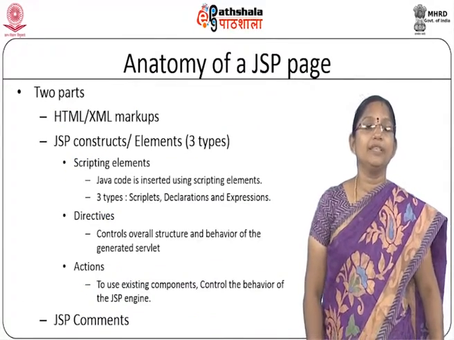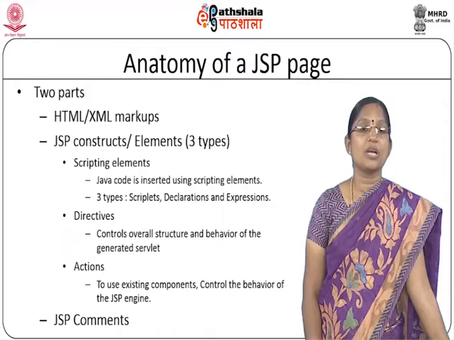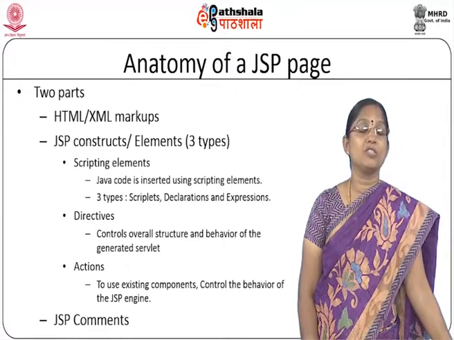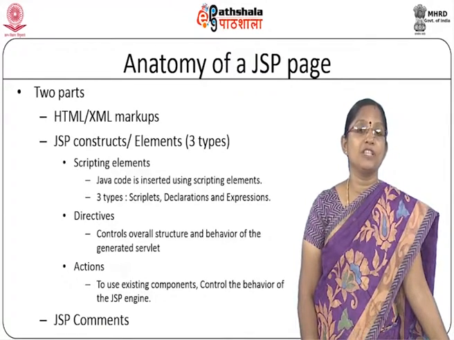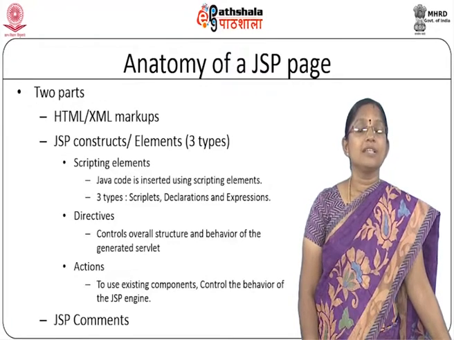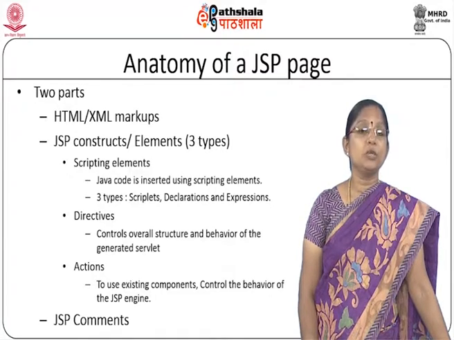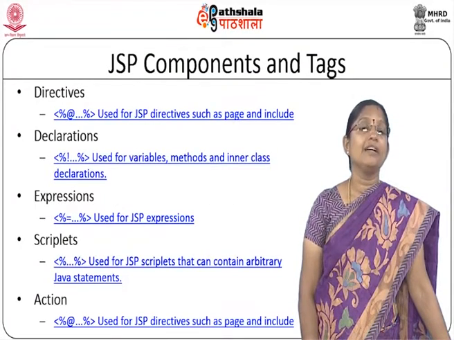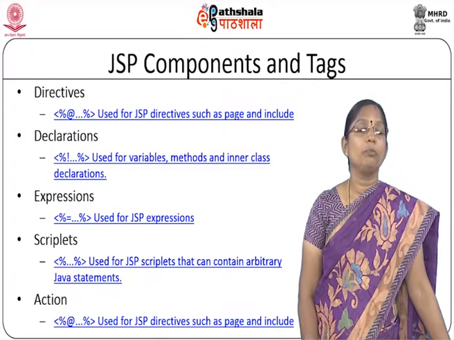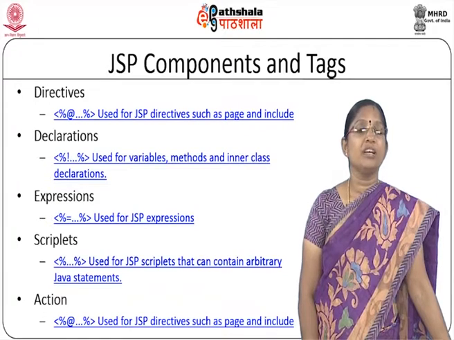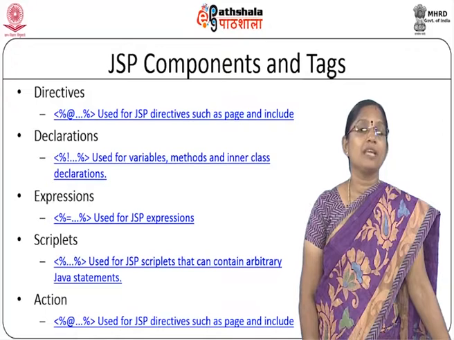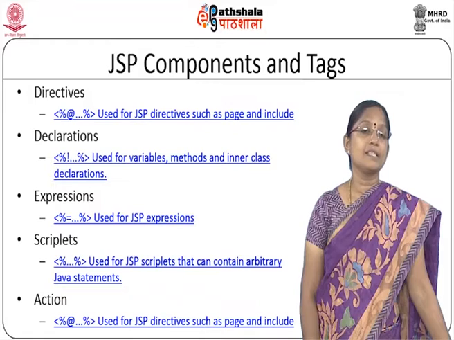I told you already that there are two parts for a JSP page. Either it could be HTML or XML markup, or it could be a JSP construct. If I am using a JSP construct in a JSP page, it should lie under these five categories. Either it could be a directive, declaration, expression, scriptlet or action. If I take directives, later we will see what the directives are. They are page and include. These directives have to be described within the @ symbol.